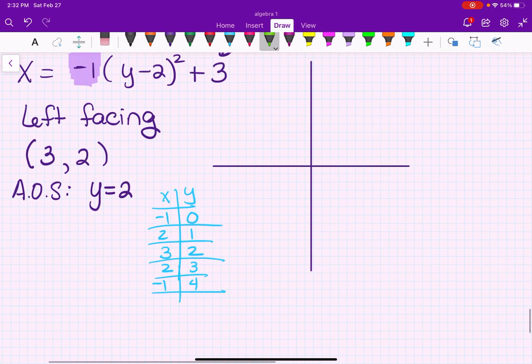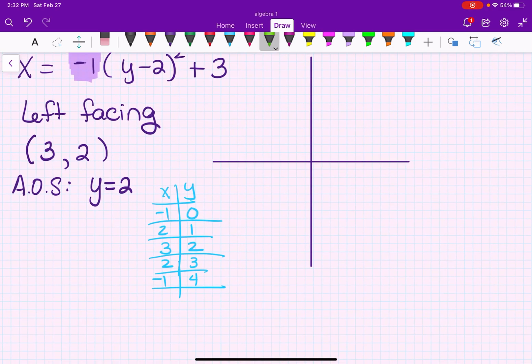Okay? So 3, 2. 1, 2, 3, 1, 2. And then I have a 2, 3 and a 2, 1. And then I have a negative 1, 4 and a negative 1, 0. And now I know what my parabola looks like, and it looks like that, left facing. Sorry, this one was a little long, but 3 and 4 require me to really think through them. And as you can see, even while thinking through them, I still made mistakes. So we're going to work together on our mistakes and figure out how to do the math.